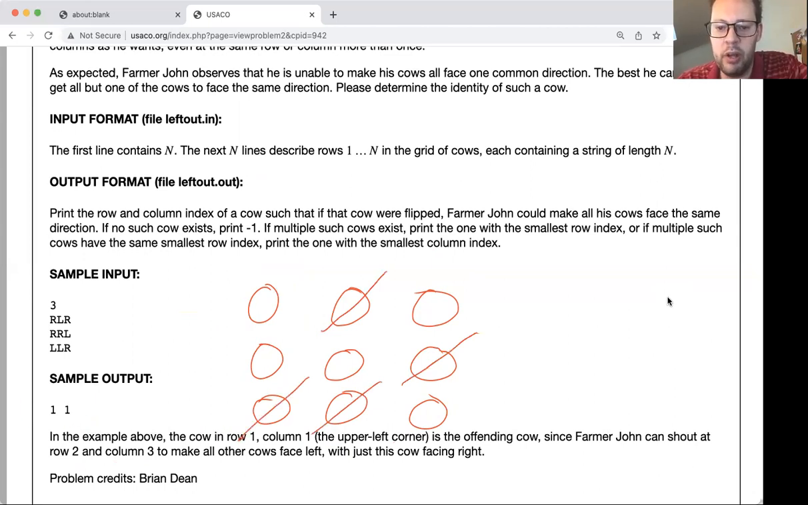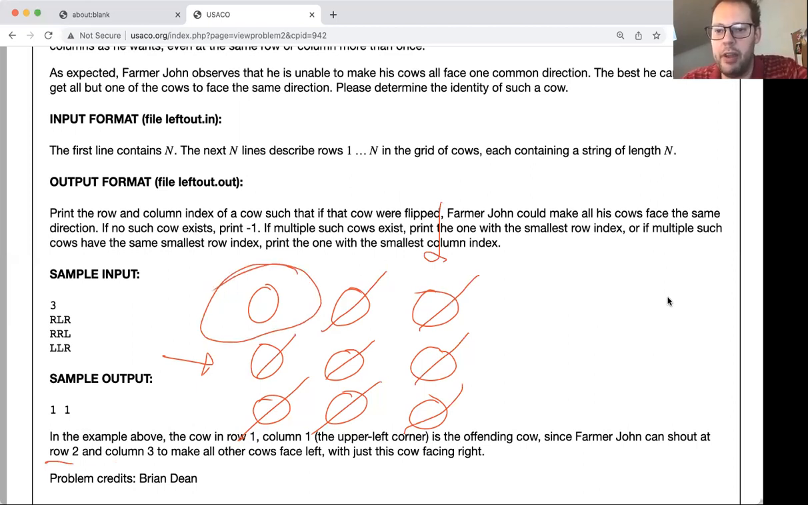So this 1, 1 is the top row in the leftmost column instead of 0, 0, and then the bottom right would be 3, 3 in this example. But they said Farmer John can shout at row 2, which would be this row right here. I would go flip, flip, and then back, and column 3, which is this one right here, flip, flip, flip. And see, so I solved for all circles, they solved for all slashes. And again, remember I mentioned that it doesn't matter which one you do. This still is the offending cow in this example.